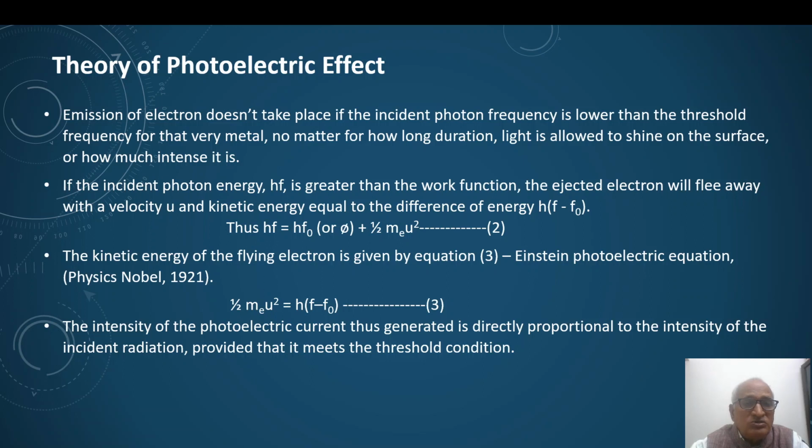The intensity of the photoelectric current thus generated is directly proportional to the intensity of the incident radiation, provided that it meets the threshold condition. If the threshold condition is not met, that is the incident frequency is lower than the work function frequency, then ejection of electrons won't take place.